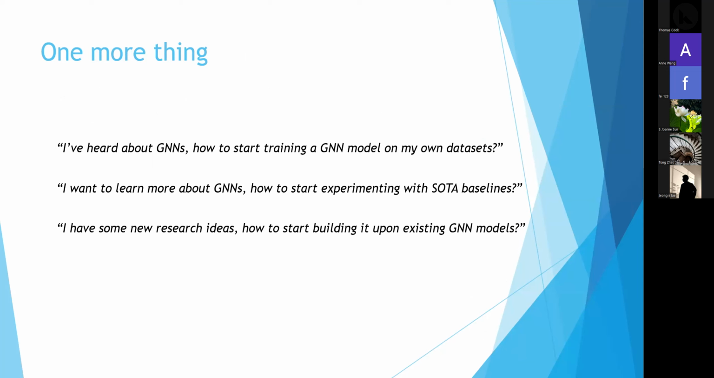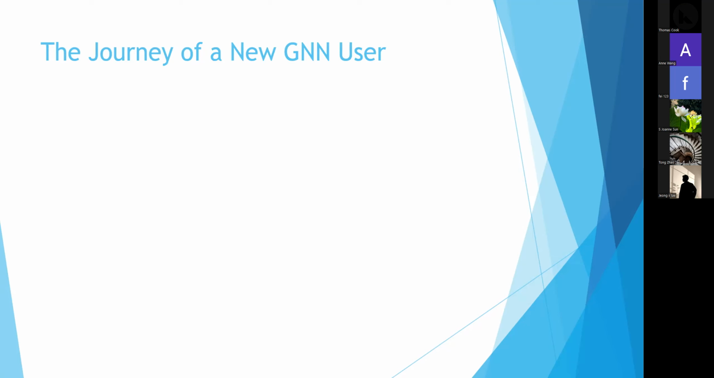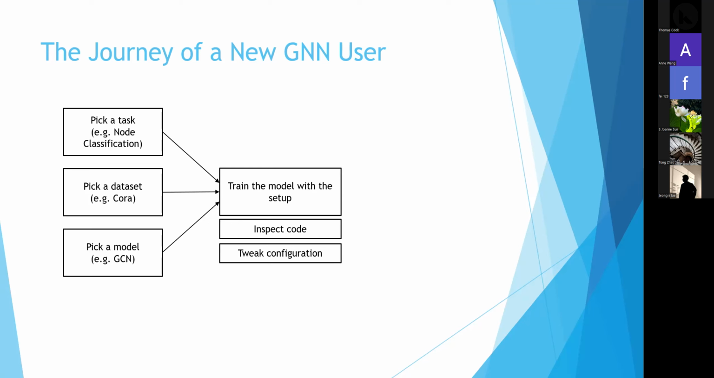So all these questions let us think about the process of how a new user comes on board, how they learn about GNNs, how they use a new framework. So we categorize the new user experience as follows. Whenever we look at a graph neural network, we will first pick a task, for example, node classification, pick a dataset like Cora, pick a model like GNN, and then I will try to train it. I train the model with the setup and see the result. And to understand how the model works, we usually will, for example, inspect the code to understand how different pieces are connected with each other.